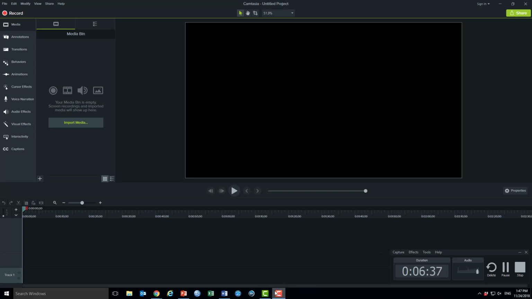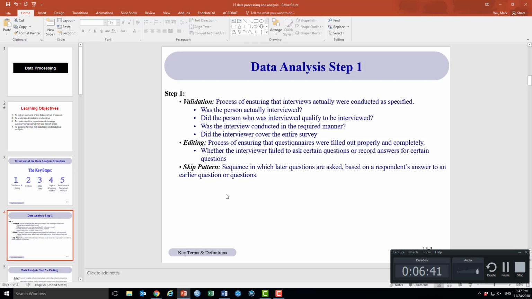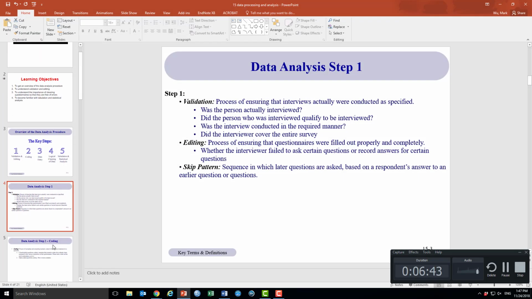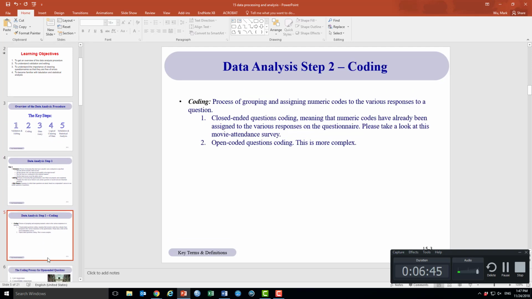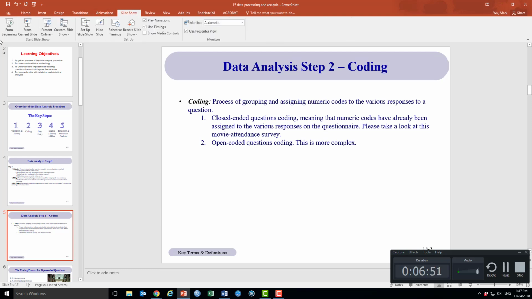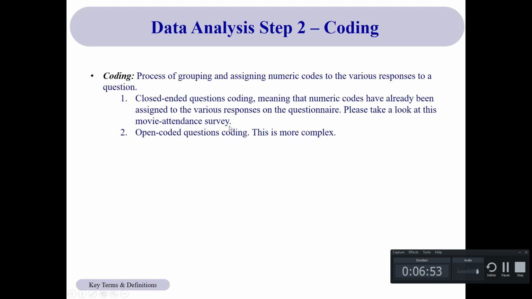So let's go back to our PowerPoint and continue. Step number 2 is called coding. So what is coding? Coding is a process of grouping and assigning numeric codes to the various responses to a question.